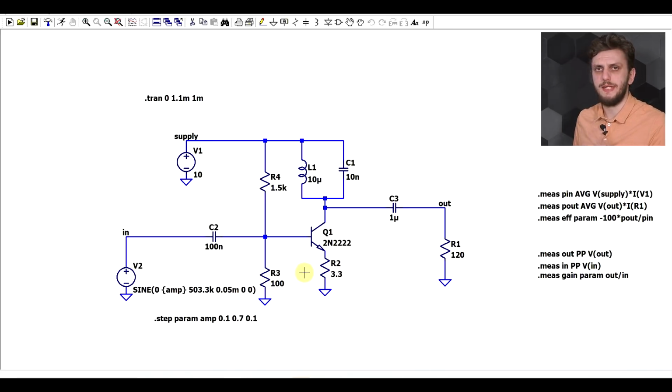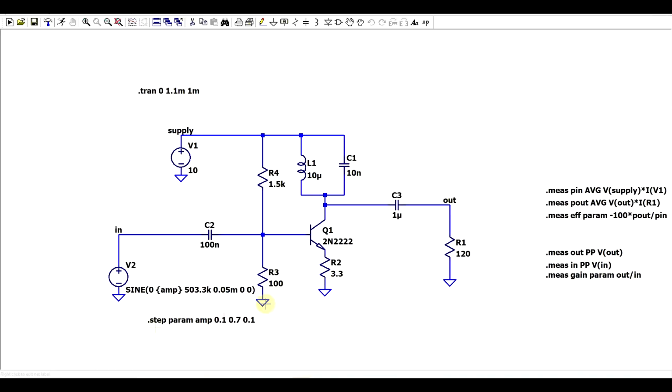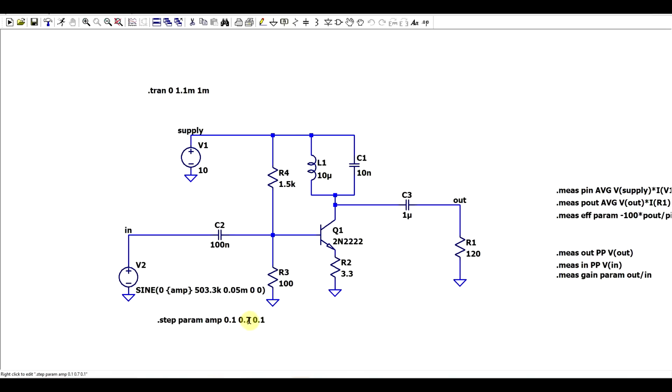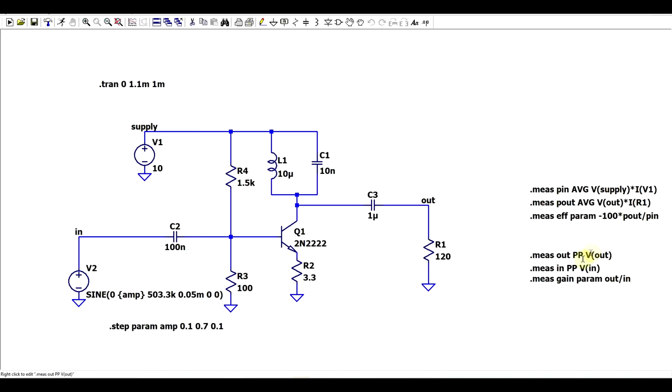So we can check this exact proportionality by using a set of measurement statements. So this is the exact same circuit as before. It's just that the input signal now has different amplitudes, ranging from 0.1 up to 0.7 in steps of 0.1. And to measure the exact gain of the circuit, I added this bottom set of measurement statements to measure the output peak-to-peak voltage, input peak-to-peak voltage, and then to calculate the voltage gain by dividing these two.